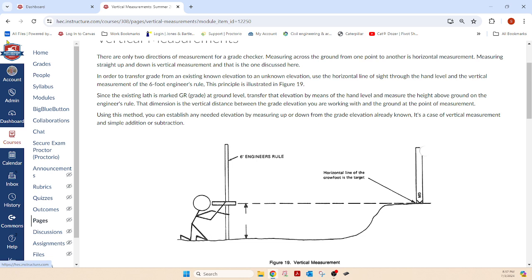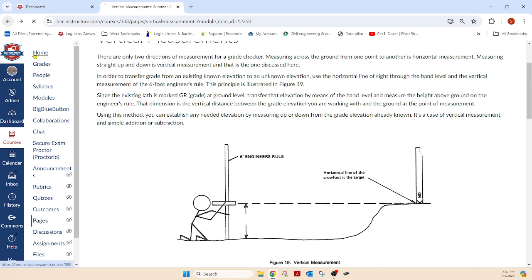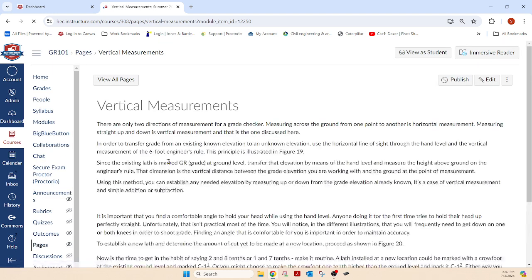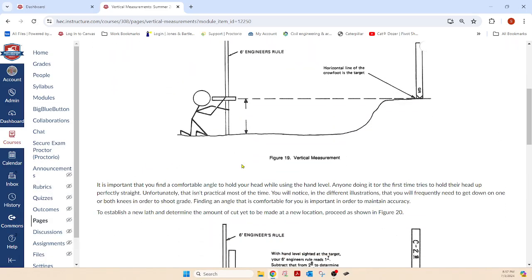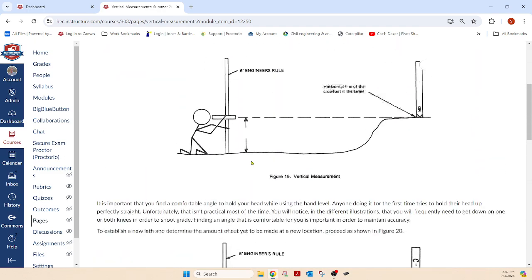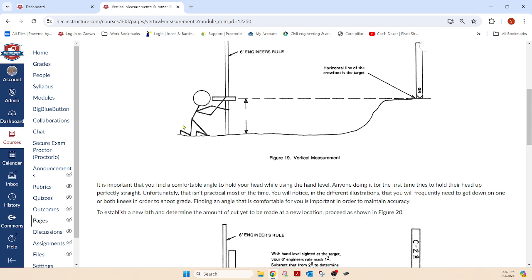Let me check where we are in the module structure. Are we through with vertical measurements? I'm going to go back and look. No, we got more. We got more to talk about here. So let's move along here. Oh, we're going to get some numbers. Of course, we got more to talk about.